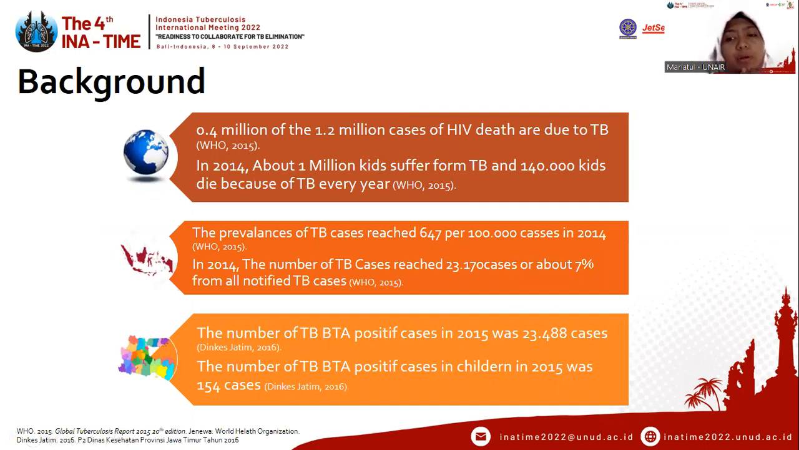Tuberculosis remains one of the major causes of morbidity and mortality in the world. In 2014, about 1 million kids suffered from TB and 140,000 kids die because of TB every year. In 2014, the number of children TB reached around 23,000, or about 7% of all notified TB cases. And the number of TB BTA positive cases in children in 2015 was 154 cases.